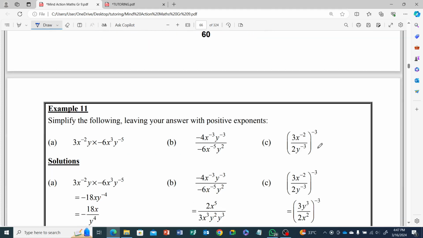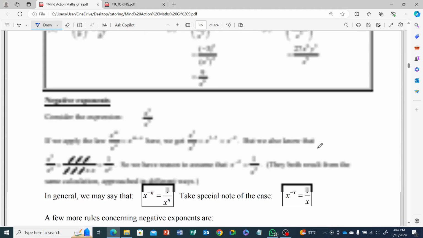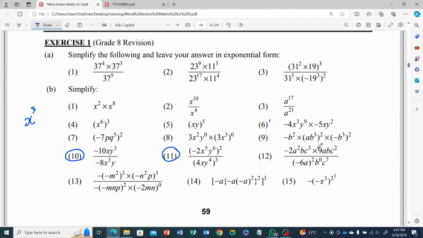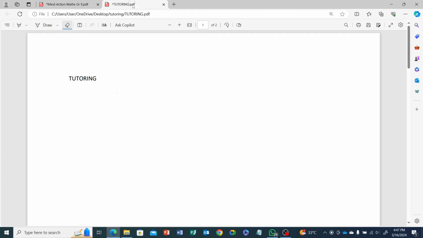Okay, no, not this one. Let's check this. Yes. So in this one, I'm going to focus on number 10, number 11, number 12. Let me proceed.